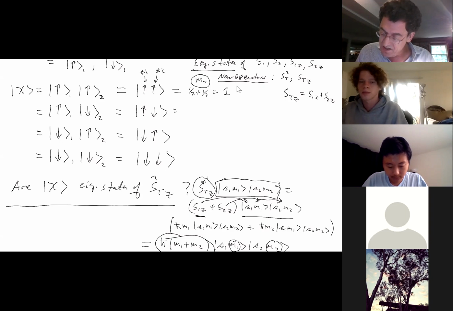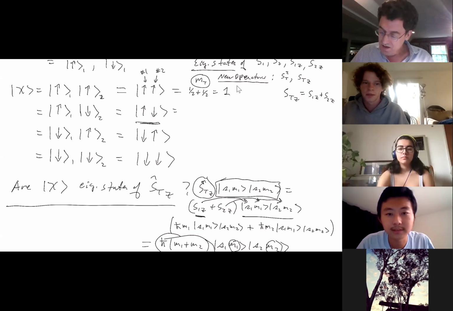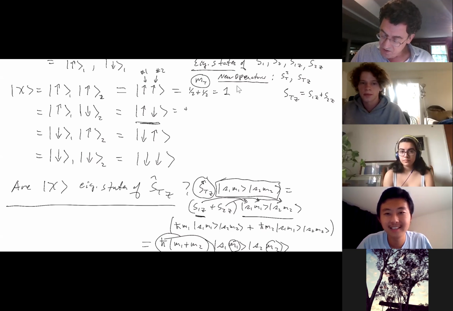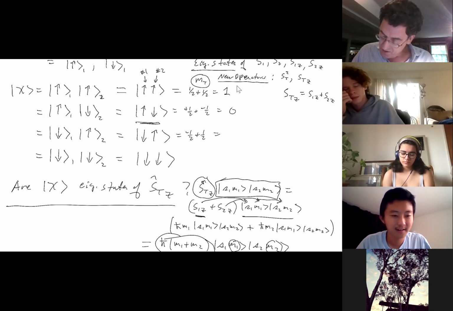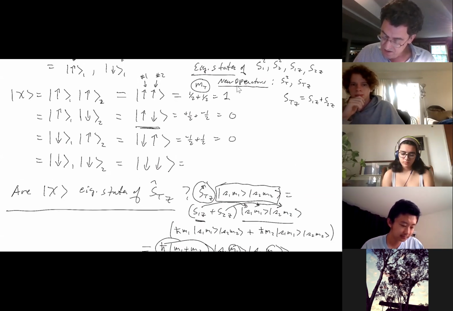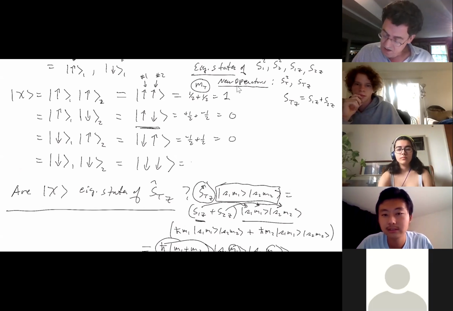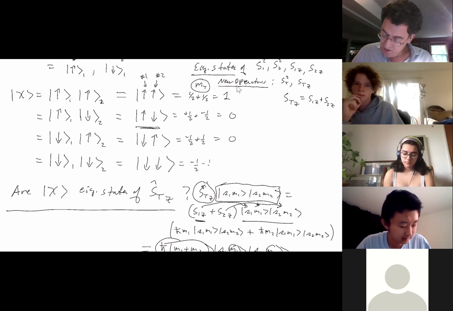And now how about this guy? What is it? 0. Exactly, because it's plus 1/2 plus minus 1/2 equals 0. And what is it for this guy? Also 0. It's 0 because it's minus 1/2 plus 1/2 equals 0. And what is it for this guy down here? What is it for him? Minus 1. Exactly. It's minus 1.